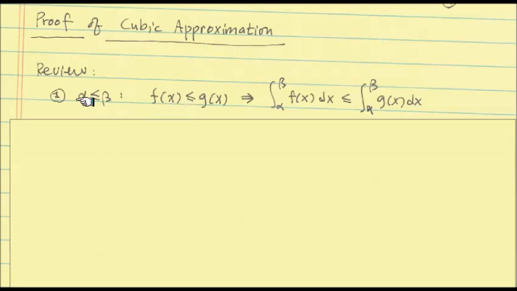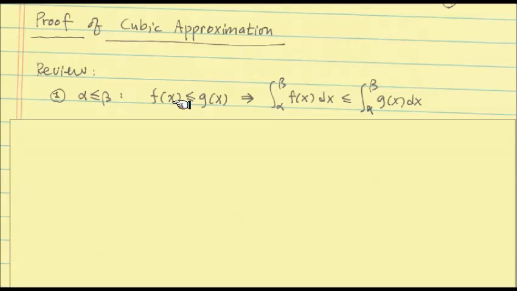If you have alpha and beta, these are two real numbers used as the limits of this integral here. If there is this functional inequality, f of x is always less than or equal to g of x, then the action of this integral preserves this inequality.